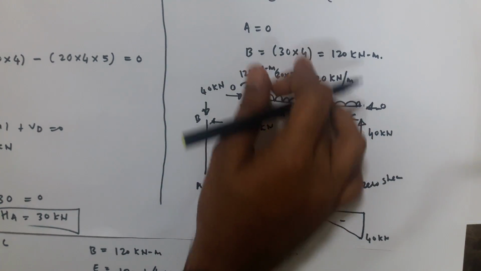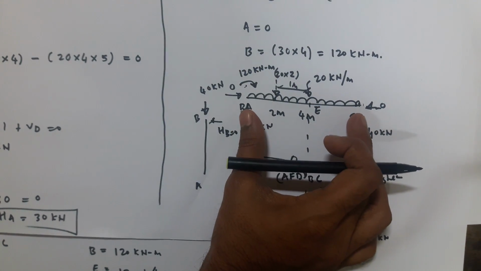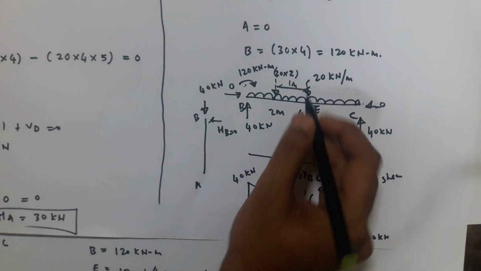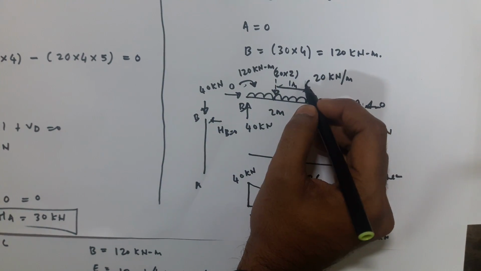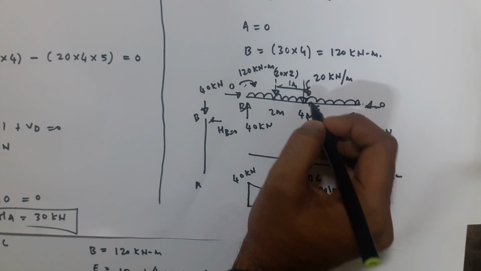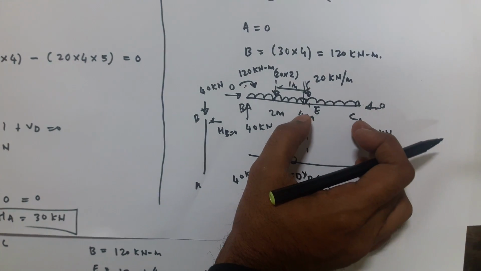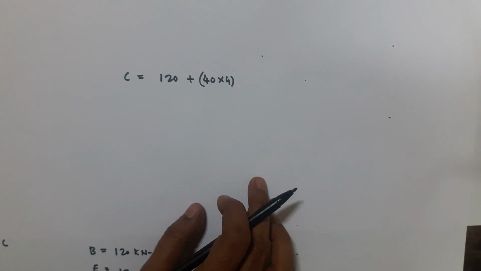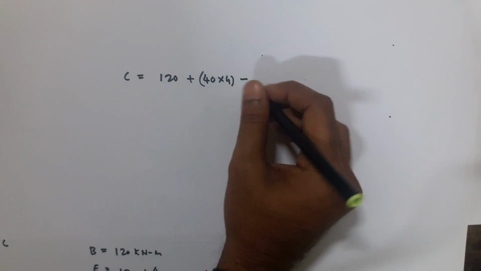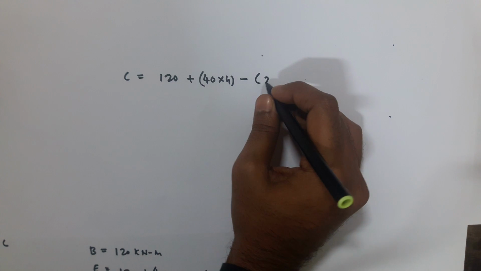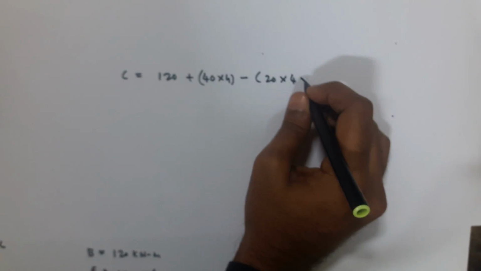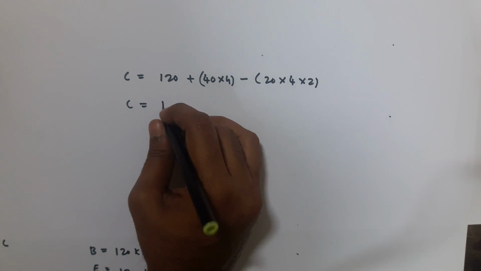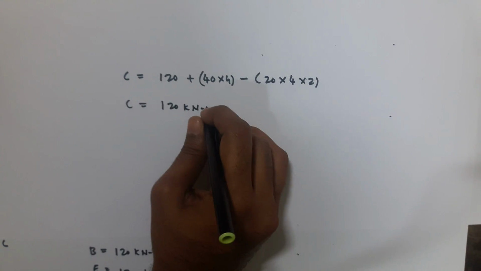Then this UDL, the span of the UDL is 4 meter. It is acting at the center of the span, at this point. The perpendicular distance with respect to point C is 2 meter, and this is creating an anti-clockwise moment. Minus 20 into 4 into 2. So the bending moment at C you will get is 120 kilonewton meter.